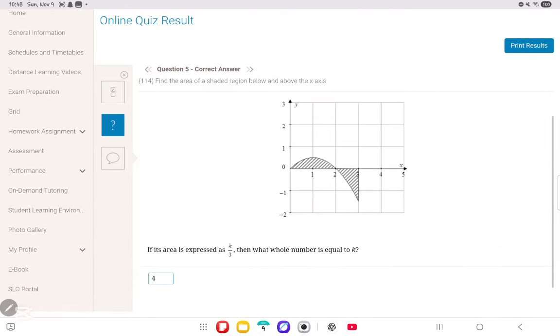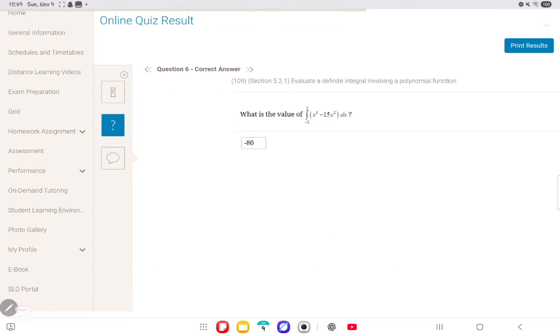Okay, so we're back to the natural territory where we should be. Okay, what is the value? The value over here should be 4. Okay, so the value of k should be 4. We move on to question number 6.